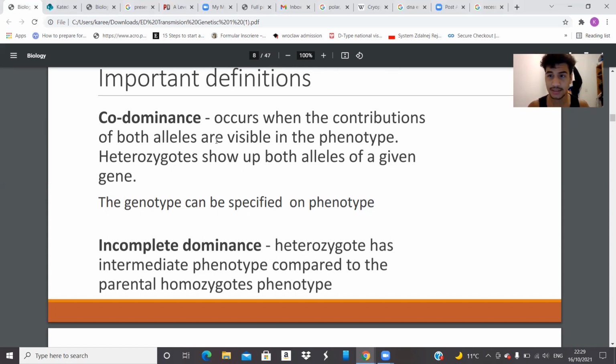Incomplete dominance. So this is similar. You have two dominant alleles, okay? However, when you're heterozygous, so when you have the two alleles, so BW, it will be like an intermediate or a mix. So it's like getting white paint and black paint and putting them together, stir it a bit, you get gray paint, okay? So that's incomplete dominance, is an intermediate or mix.